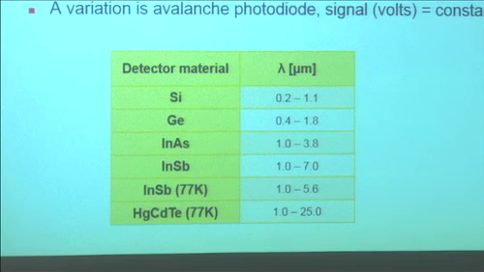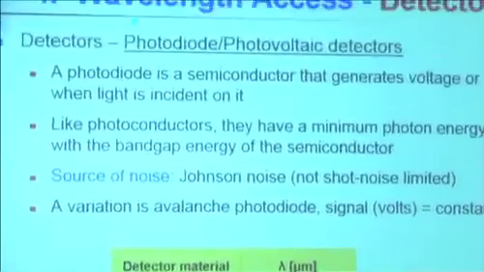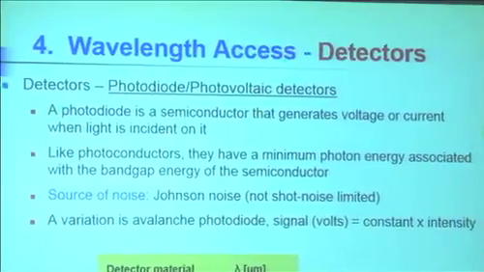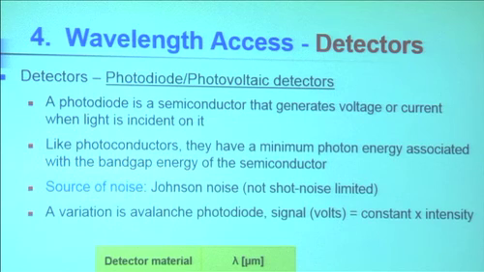It's a materials problem. You have to build these materials such that there is a junction and a band gap that's in the right range. What kind of detectors do you use? There are two primary types of detectors: photodiodes and photovoltaic. As you change wavelengths, you change the detector you have to use.